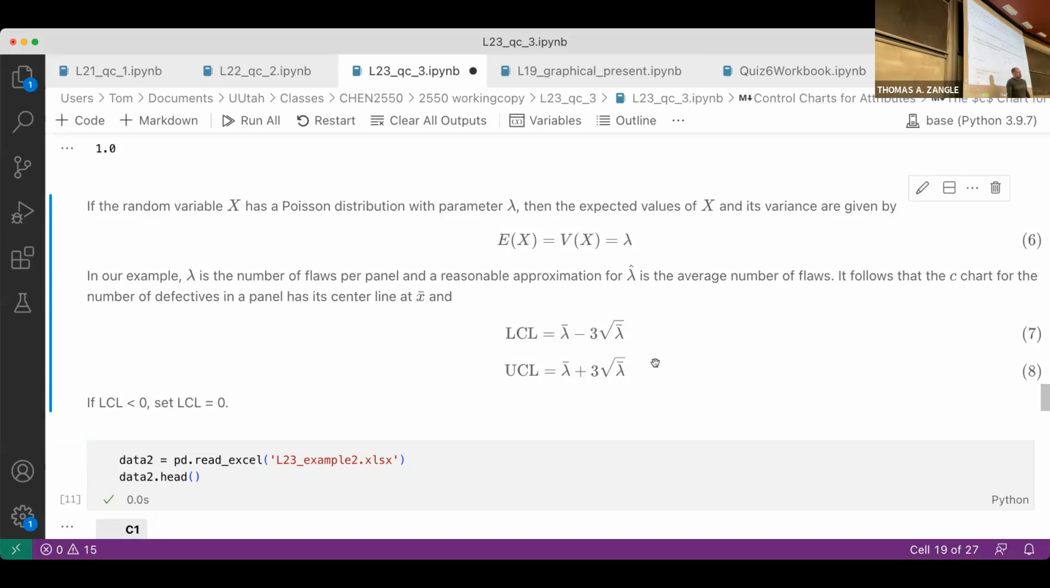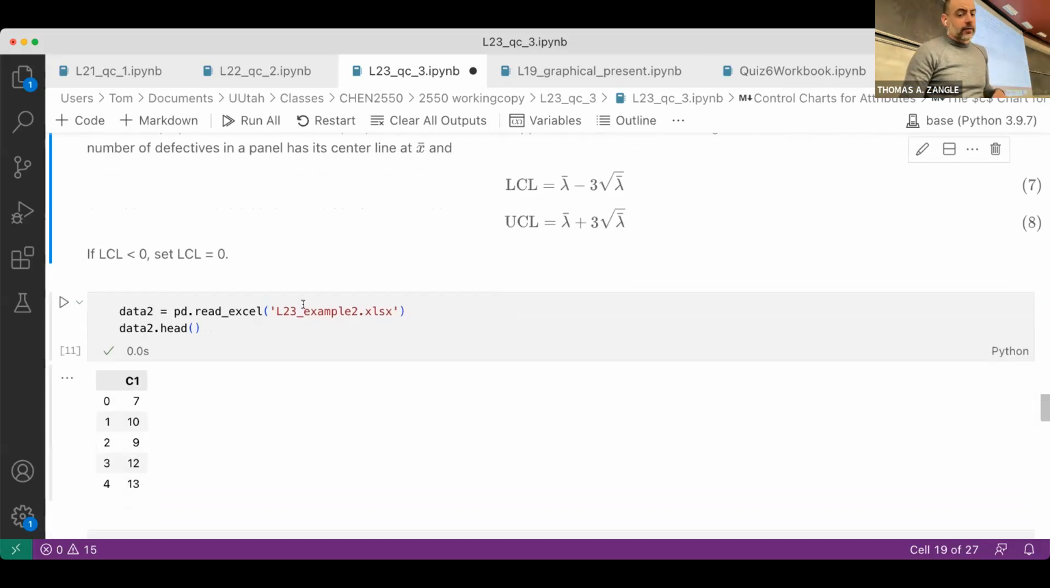Yes, thanks. So you just find lambda bar by averaging the number of flaws per panel, if you're not given it, right? If we knew what lambda should be, from historical data on running this process many times, then we would use that. But if we didn't know that and had to estimate it, then we would estimate it as the average number of flaws per panel. That's correct. Yep.